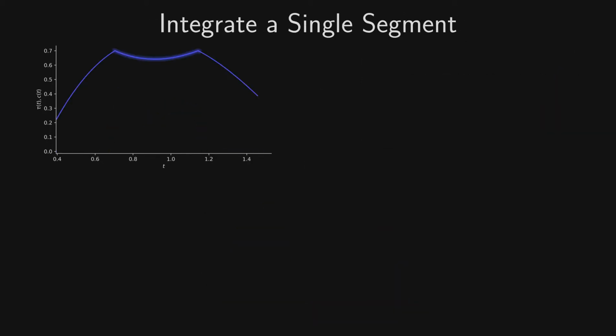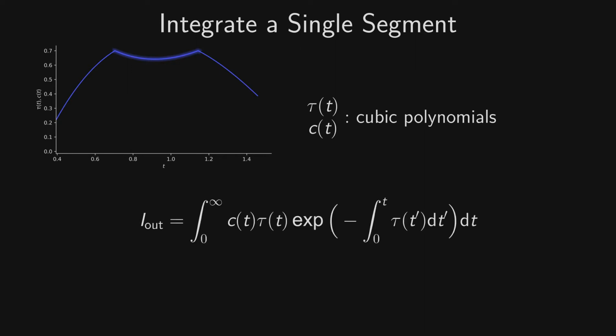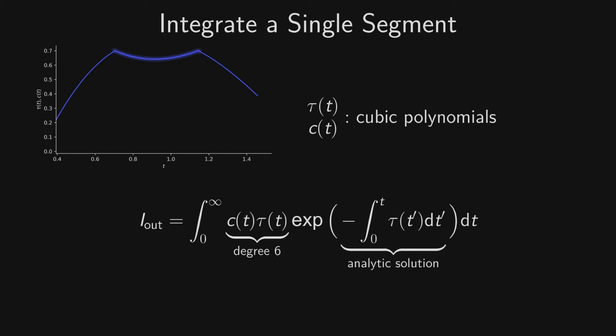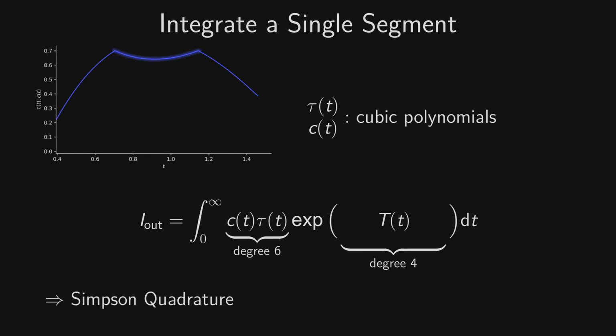Each segment of the ray is integrated individually. Per segment, the color and absorption are cubic polynomials. This allows to simplify the volume rendering integral. The inner integral can be solved analytically, giving rise to a polynomial of degree 4. The outer integral is then solved via Simpson quadrature with analytic error bounds.